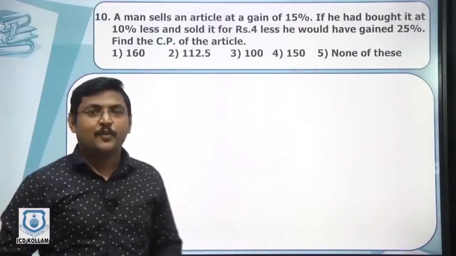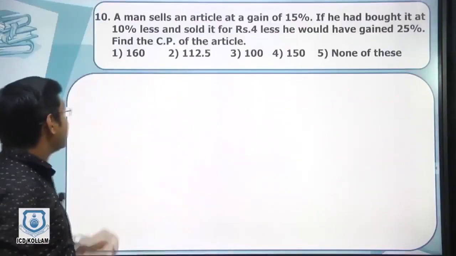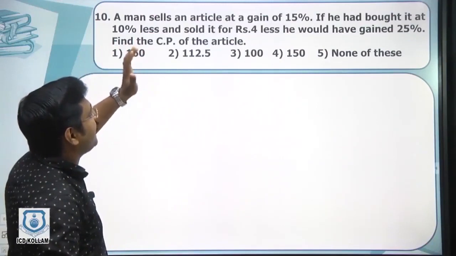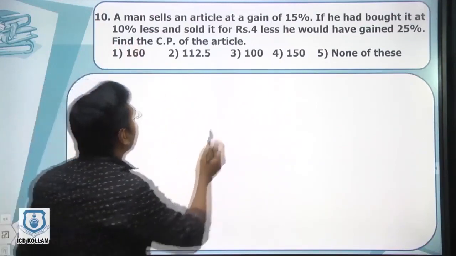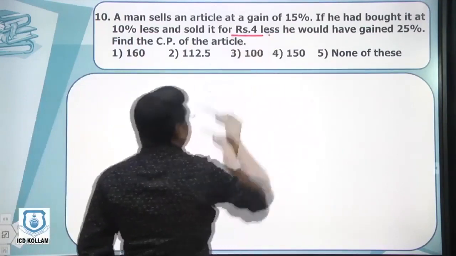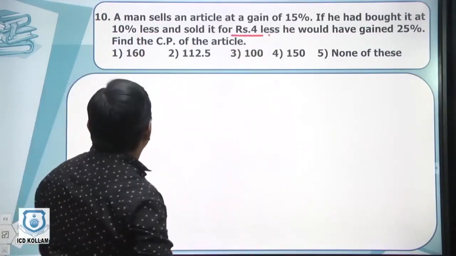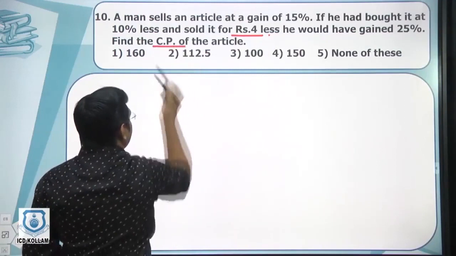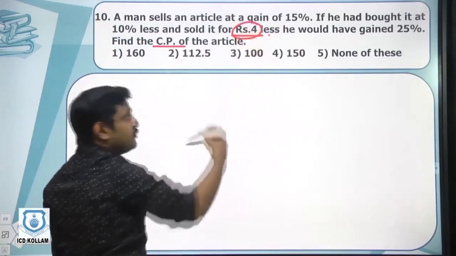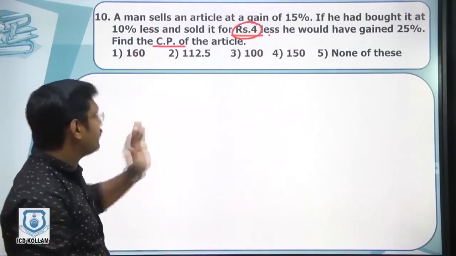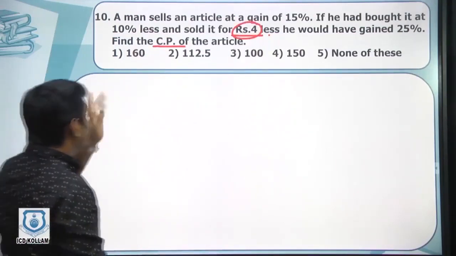Question number 10, last question, a very good question. A man sells an article at a gain of 15%. If he had bought it at 10% less and sold it for rupees 4 less, he would have gained 25%. Find the cost price. So we need to find the real world value. For that, a real world value is given, rupees 4. We need to connect our assumed value with this real world value. Remember that. For that, I am considering the condition. We need to find the CP.